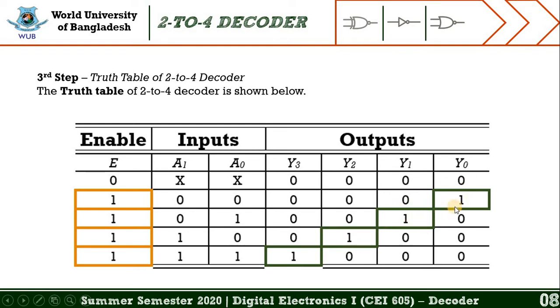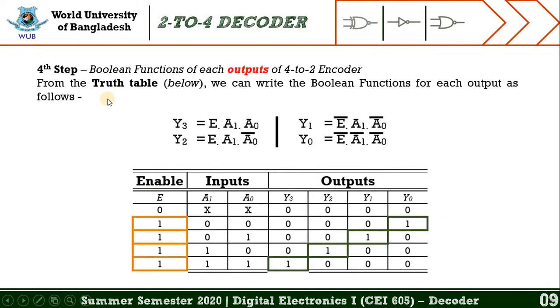So I hope there is no confusion about this matter, and you have already learned the truth table of the encoder, a similar kind of thing. So there is no problem, I hope. So let's move into the next step. The fourth step would be the Boolean function of each output of the 2 to 4 decoder, from the truth table.